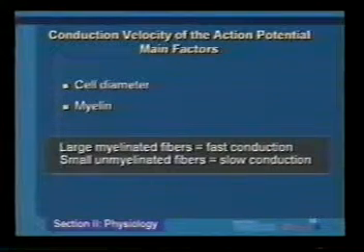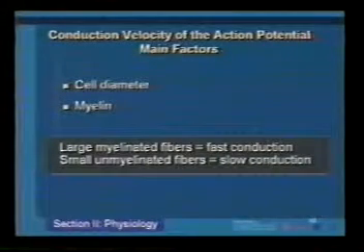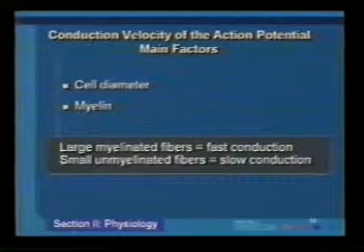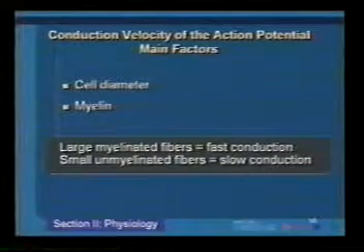One is cell diameter. The larger the diameter of the neuron, the greater the velocity of the action potential. The second factor is the amount of myelin surrounding the axon. The more myelin you have surrounding the axon, the faster the action potential. The bottom line simply is, large myelinated nerve fibers are the fastest conducting nerve fibers, and smaller unmyelinated fibers are very slow conducting nerve fibers. No detail beyond that is important for step 1.